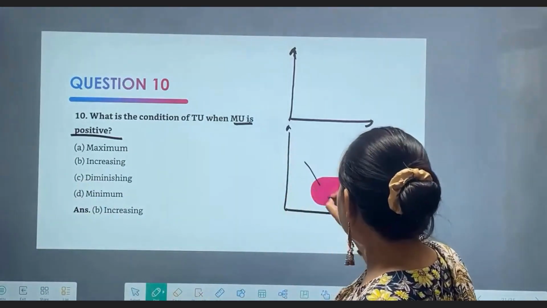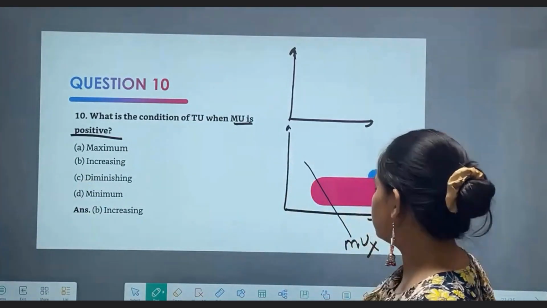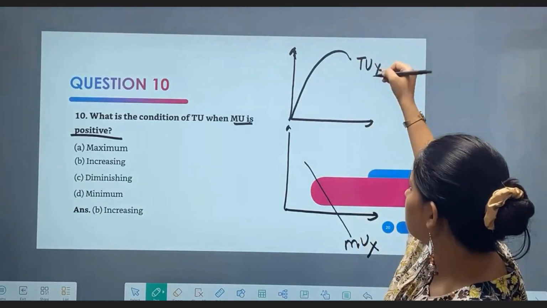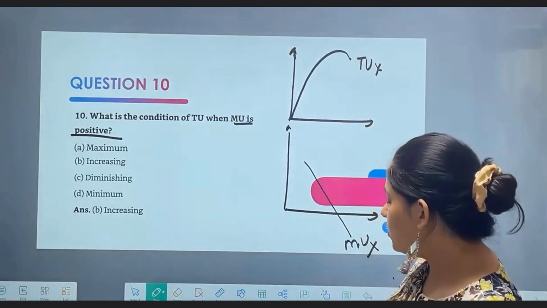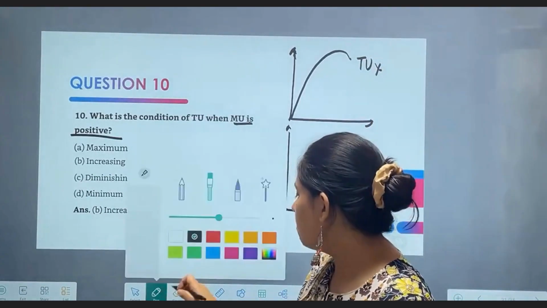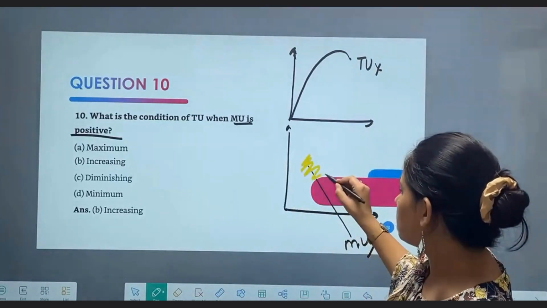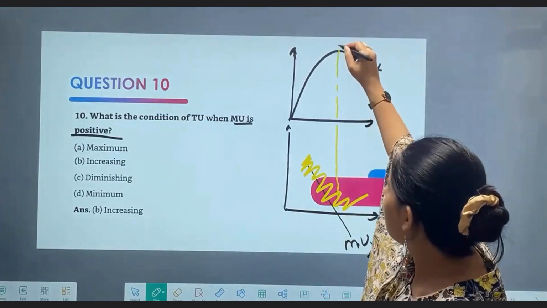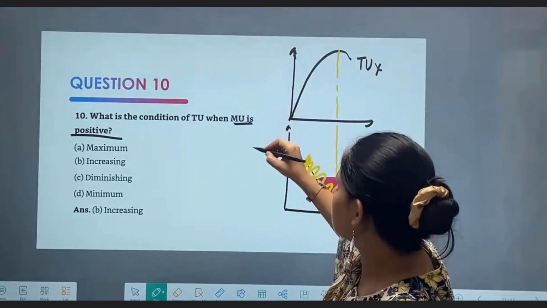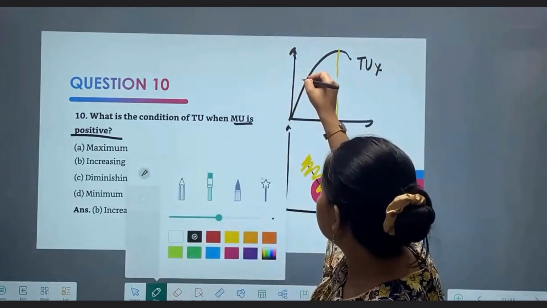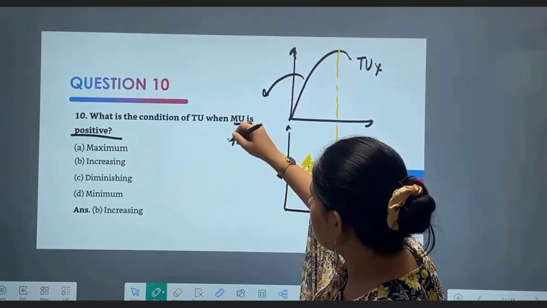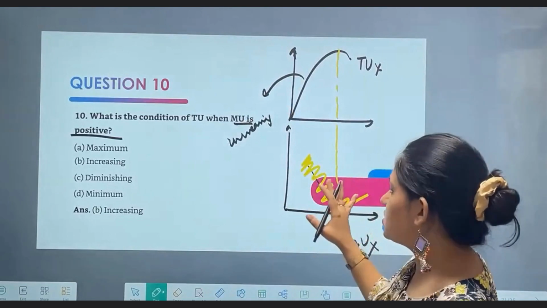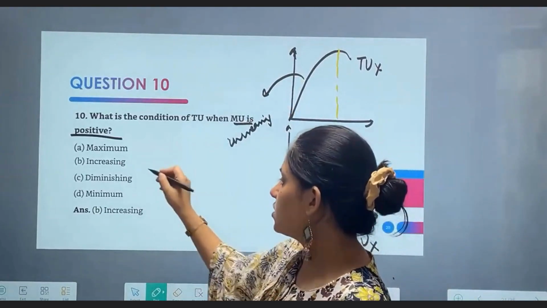So if I draw my marginal utility like this, and I draw my total utility like this, so when is marginal utility positive? Marginal utility is positive in this zone. And when marginal utility is positive, I see that total utility is increasing. So what do we see? We see that this is increasing. That means it is correct. When marginal utility is positive, total utility is increasing. Fine.